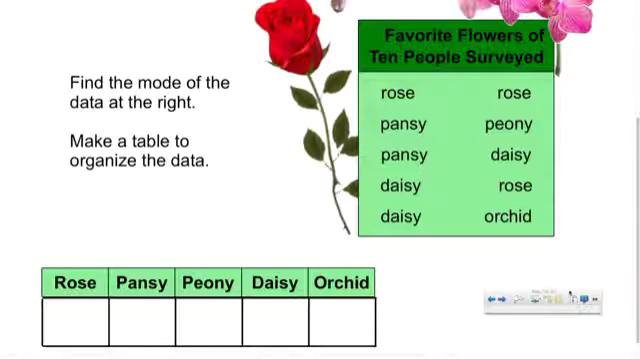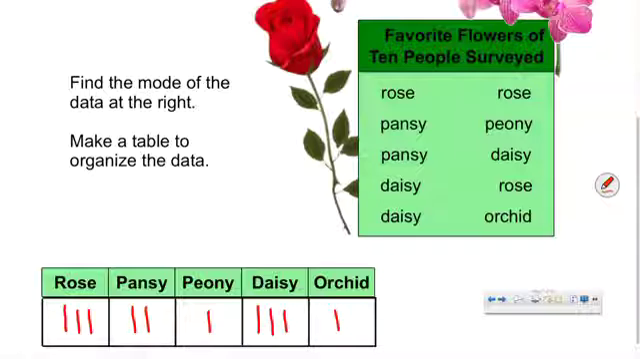How many roses are there? We have 10 people that were surveyed, and these are the answers they gave. I have this chart down here at the bottom. How many people chose rose as their favorite? 3. These are tally marks. How many chose pansies? 2. Peony? Only 1. Daisy? 3. And orchids? Only one person liked orchids the most.